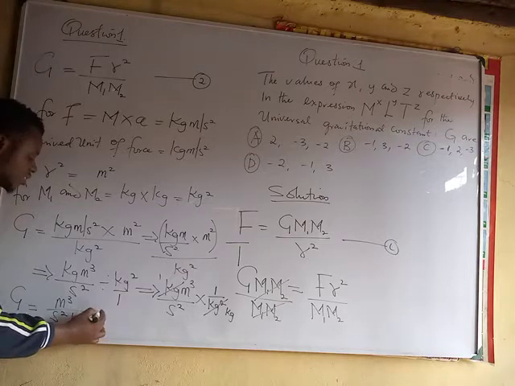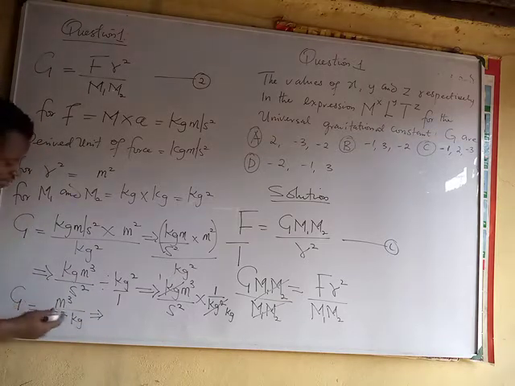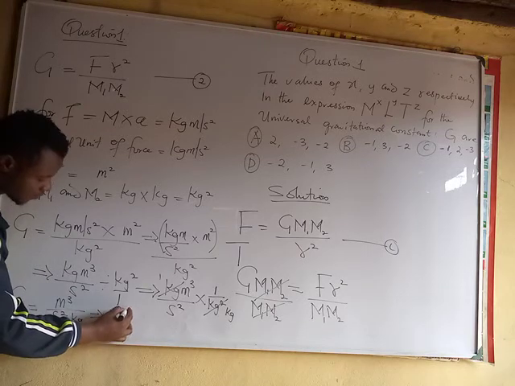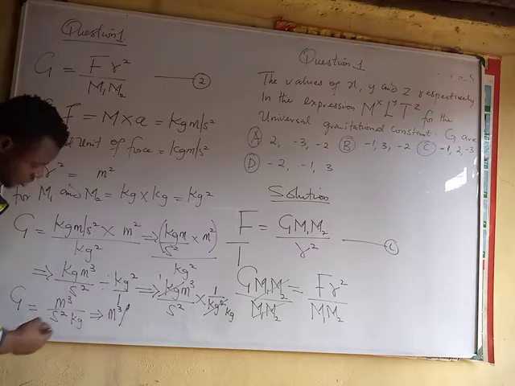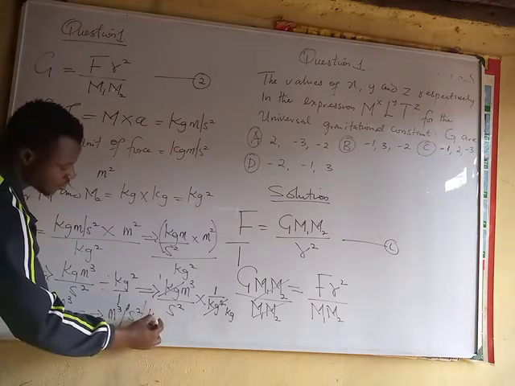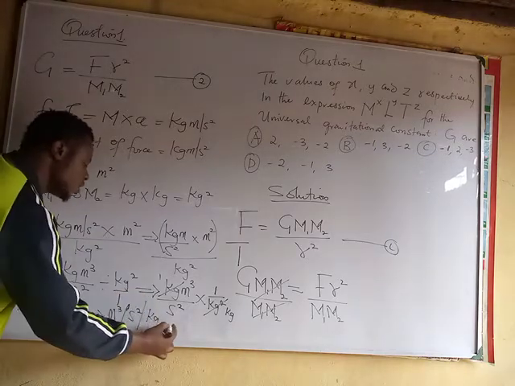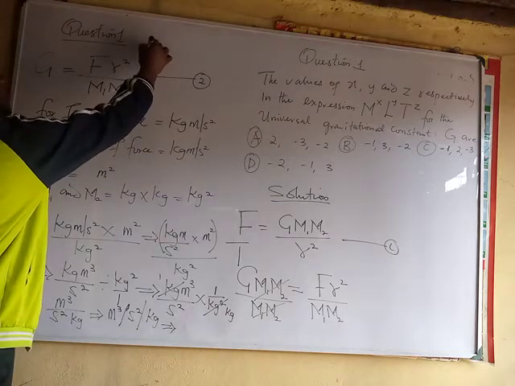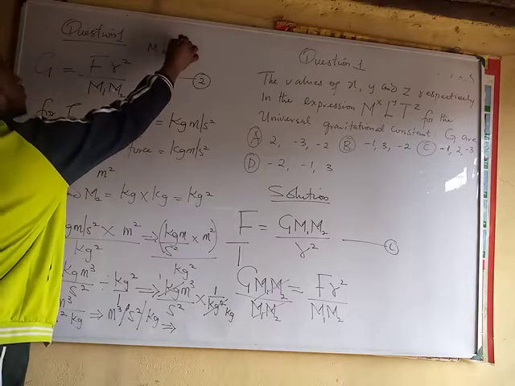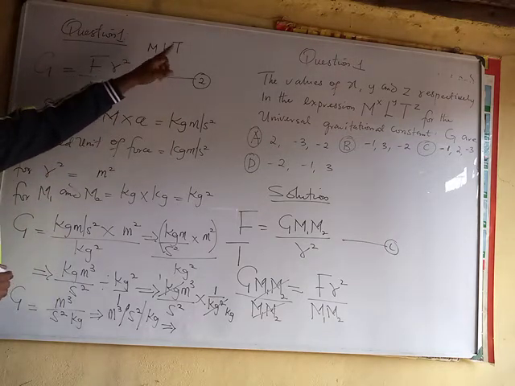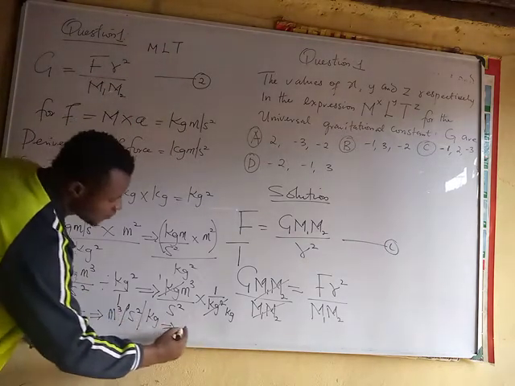So I can now say another way of writing this is M3 per LC square per kg, which can also be written in terms of MLT, meaning we are going to have mass, length and time.